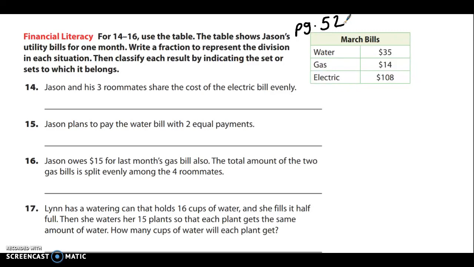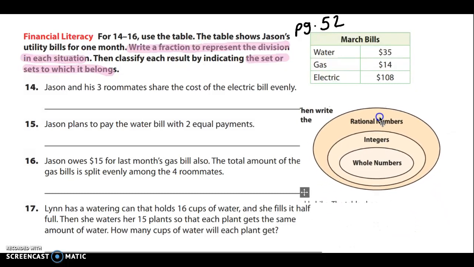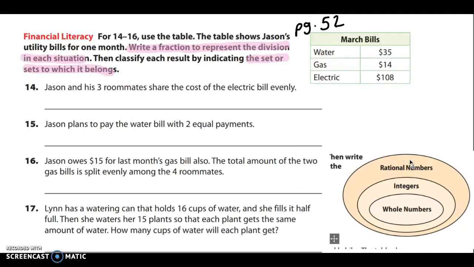The table shows Jason's utility bills for 1 month. Write a fraction to represent the division in each situation. So the first thing we're going to do is figure out the division problem, but we're going to use a fraction to represent it. And then the next thing we're going to do is classify each result by indicating the set or sets to which it belongs. And what we can do here is just ask ourselves, is it one of these three things right here? Okay, let's kind of put this in the corner.